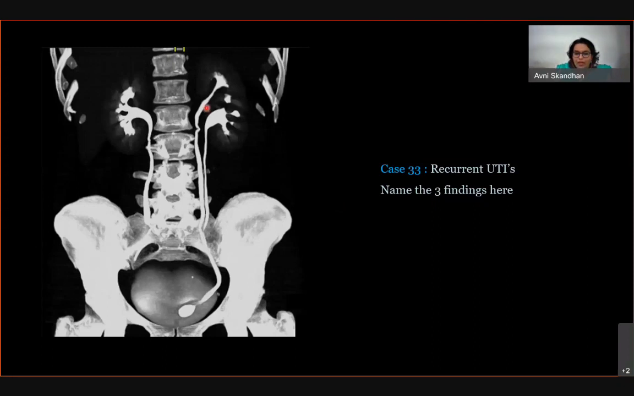Duplicated system can have, everybody said there's a ureterocele, but you can also say that it's a bifid ureter. It's not a completely duplicated system. So it's a bifid ureter and duplicated system which is joined, and then there's a ureterocele.